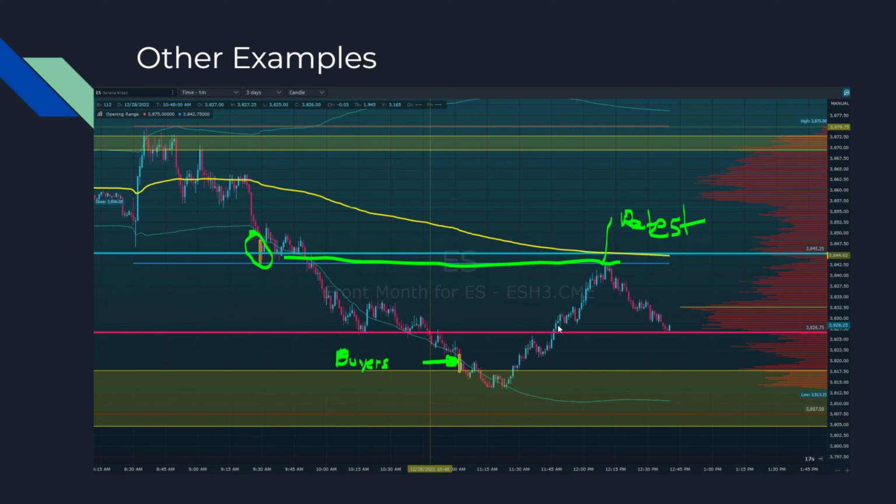And what happens? The trend does reverse. But as you can see here, we go back and test that initial power trade at initial balance low. And those big players, they stepped in, they defended their position, and we continued the downtrend.